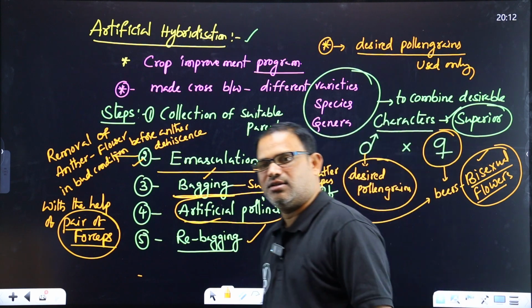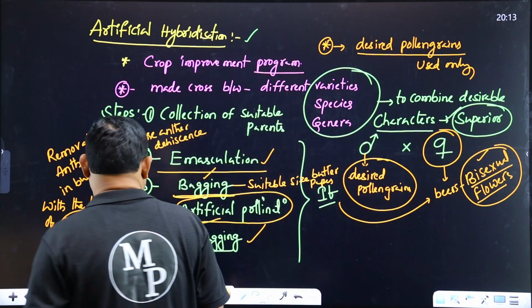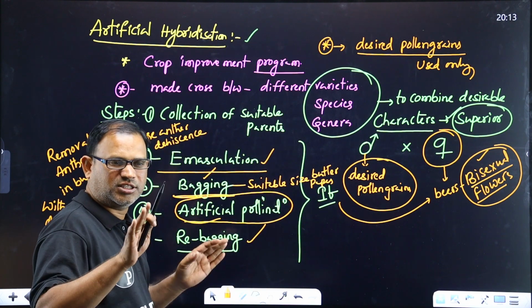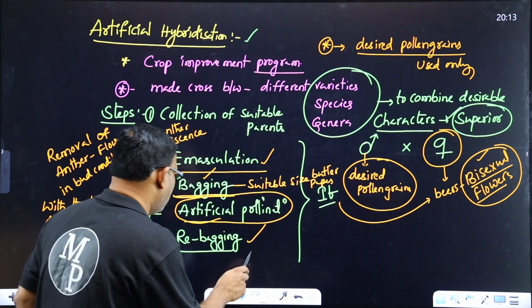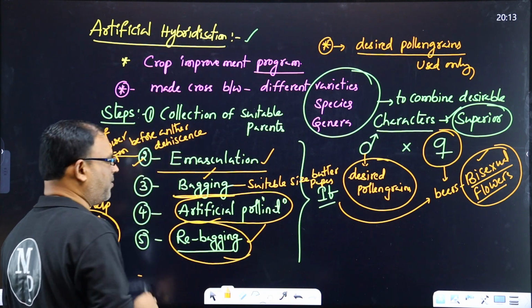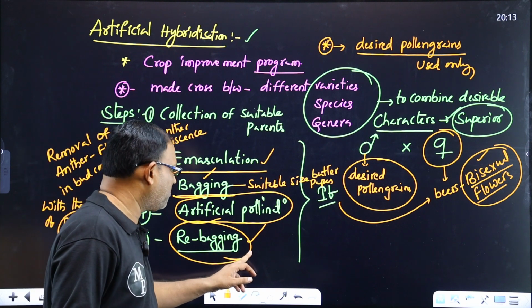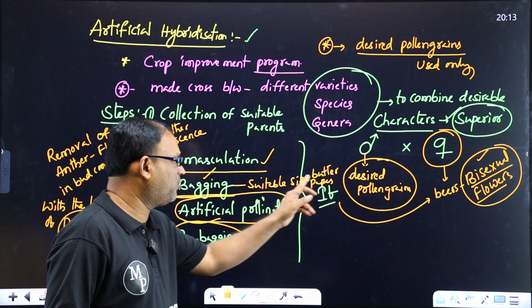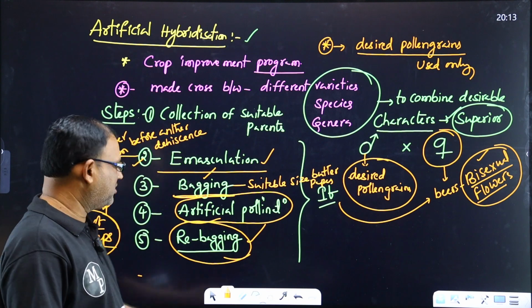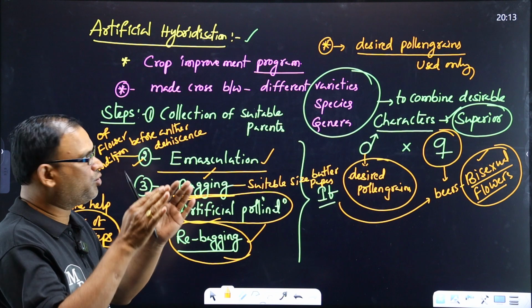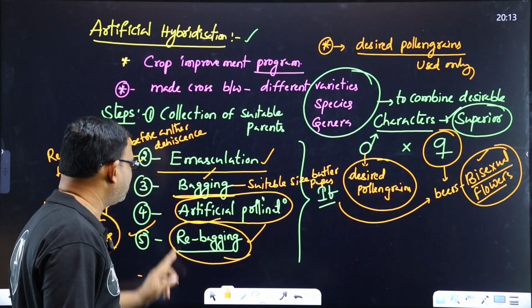Again, rebagging. Why? So that no unwanted pollen grains fall onto the stigma. That is the prevention purpose. Here also, such an artificially pollinated flower is again covered with a suitable size of butter paper. That is called the rebagging technique. So now how many steps are there in total? There are 5 steps.